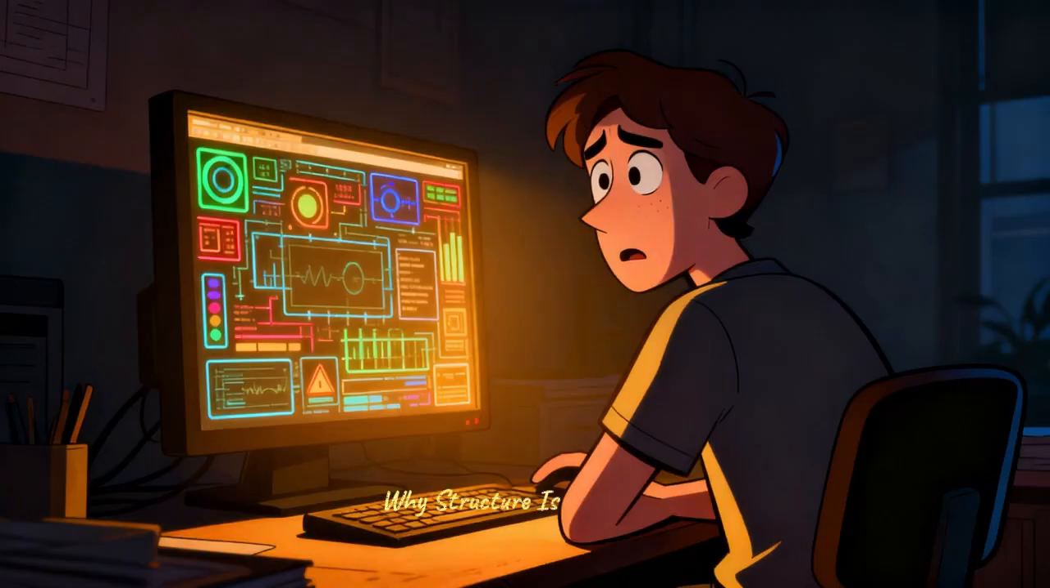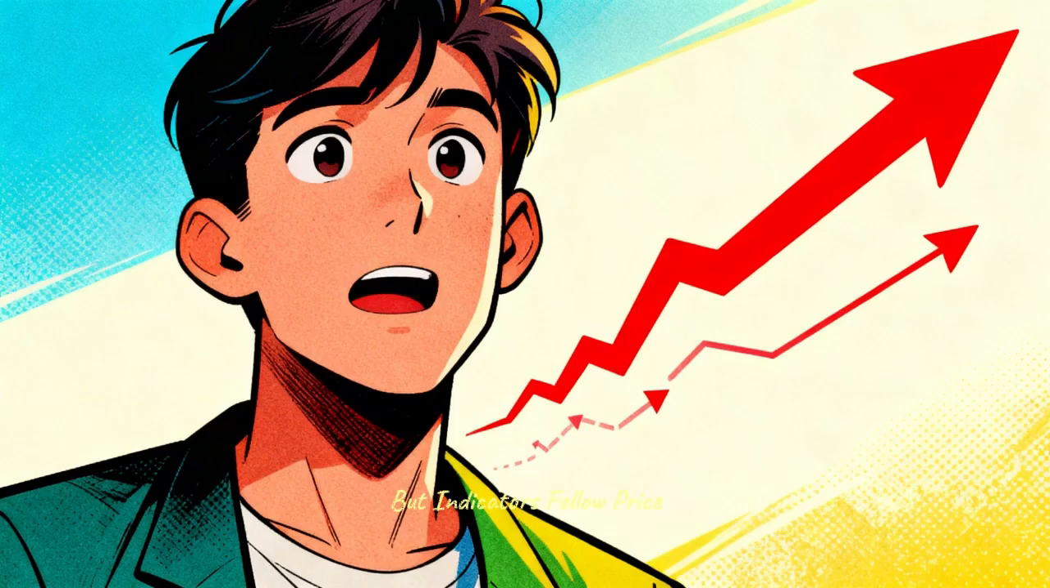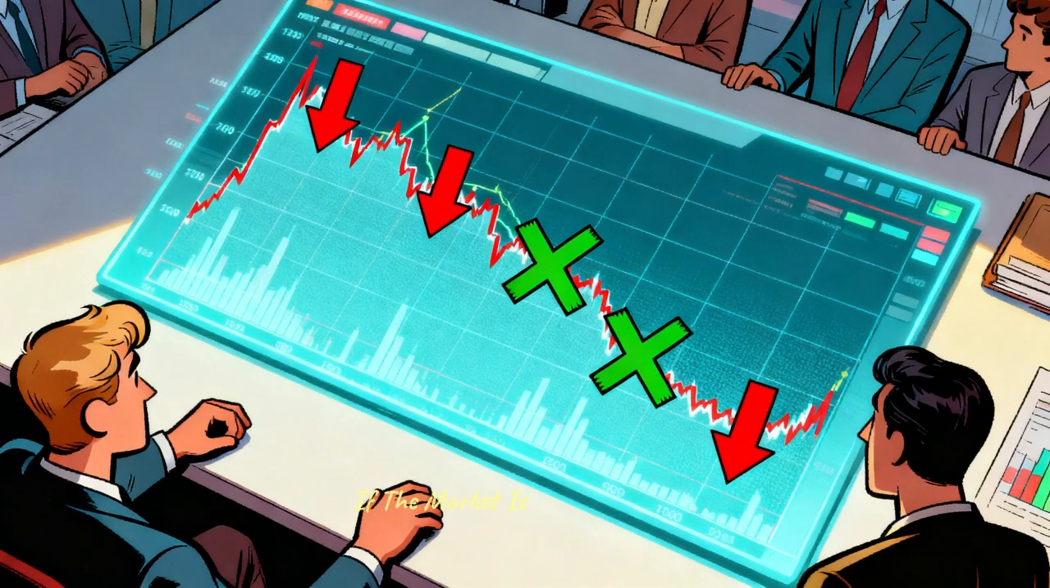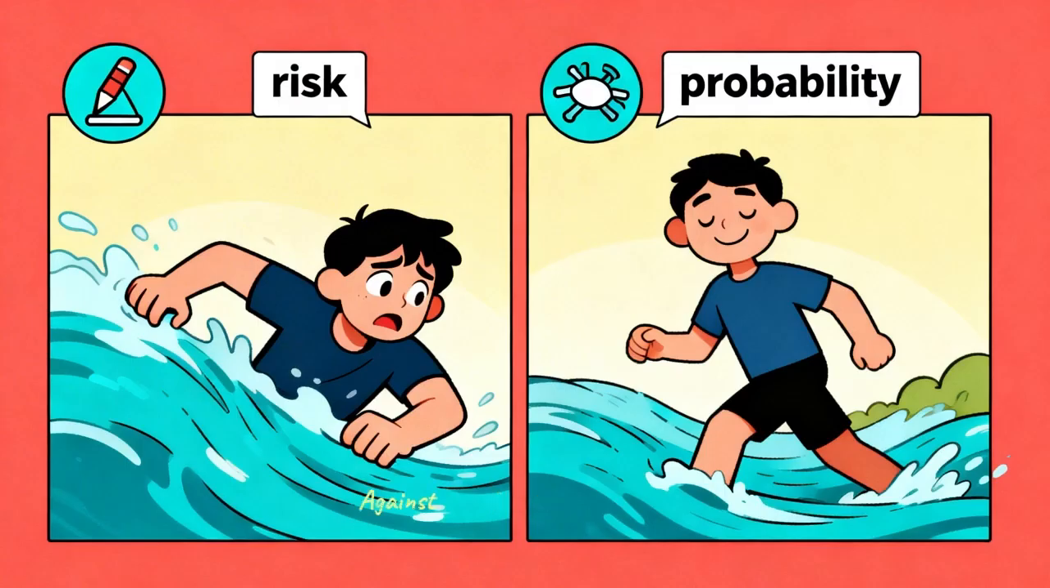Why is structure important? Many beginners rely heavily on indicators. But indicators follow price. Structure is price. If the market is in an uptrend, you should focus on buying pullbacks, not selling randomly. If the market is in a downtrend, you should focus on selling rallies, not buying blindly. Trading against structure increases risk. Trading with structure increases probability.